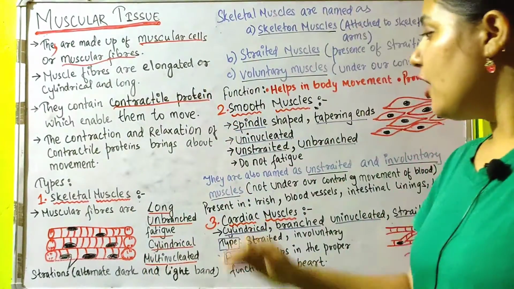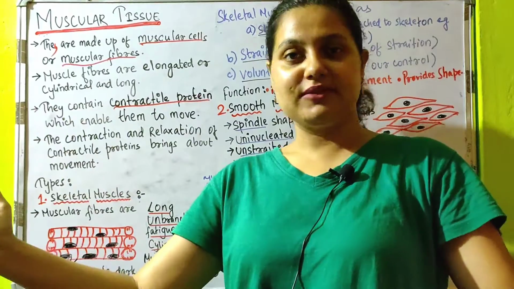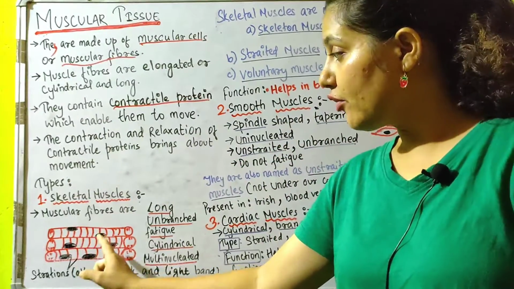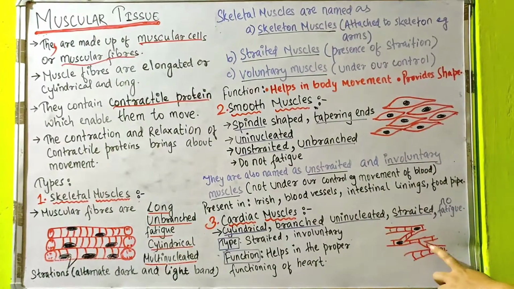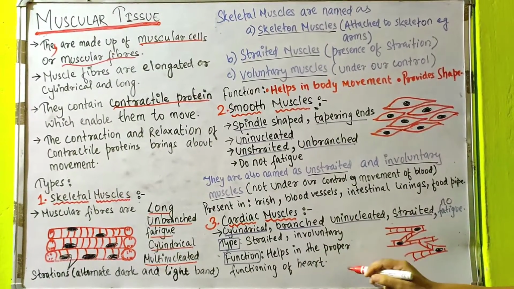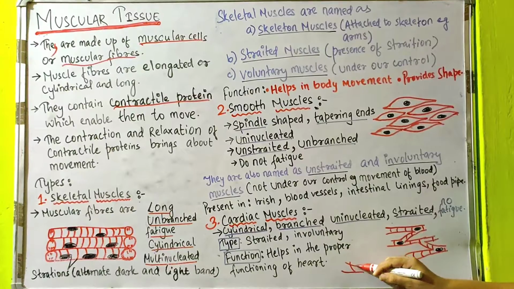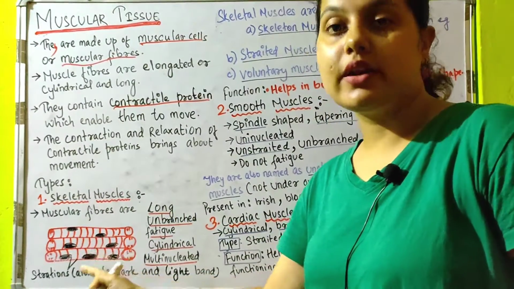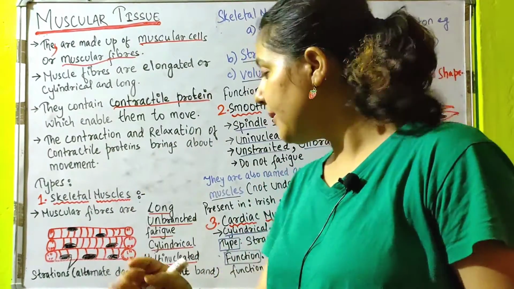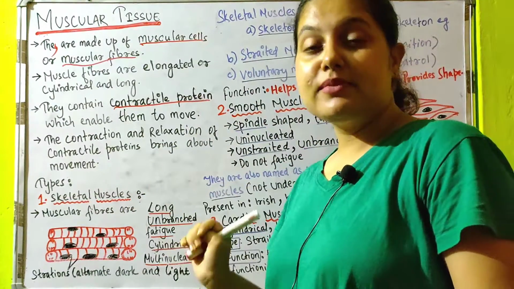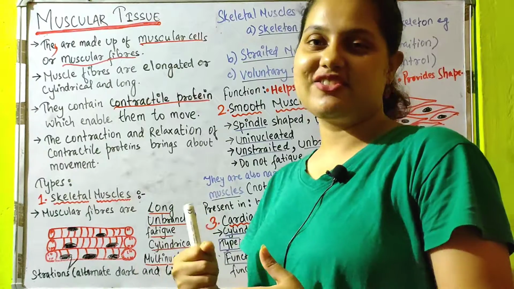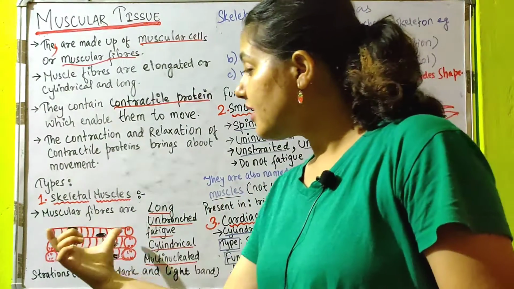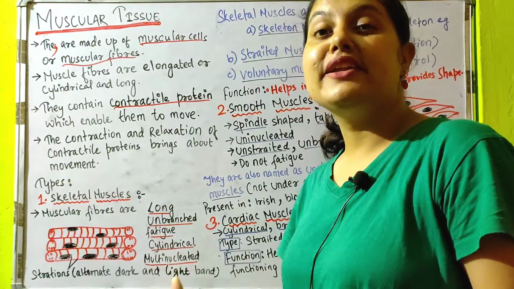Long means they are long. Unbranched means they are not branched. You see, they are not branched, while these cells, you see, are branched. Branching means one cell is linked with another cell with the help of branches, but these are just piling up with one another, they are not branching. And they fatigue, that means these cells get tired quickly. Cylindrical means they are cylindrical in shape.